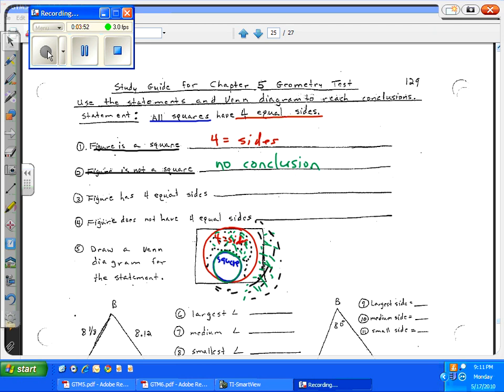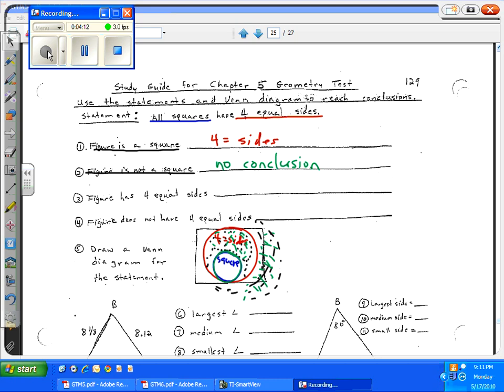Something that does have four equal sides that's not a square is a rhombus, a humpy-jawed square, see. But then you could have something that doesn't have four equal sides, nor is it a square, you see.